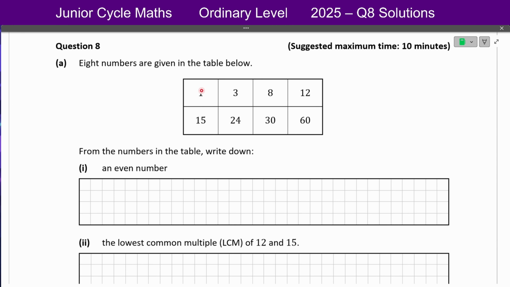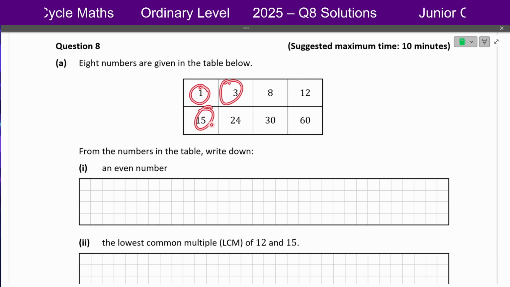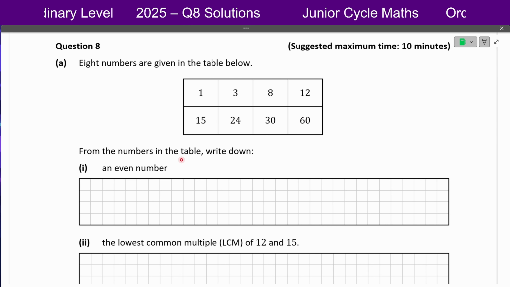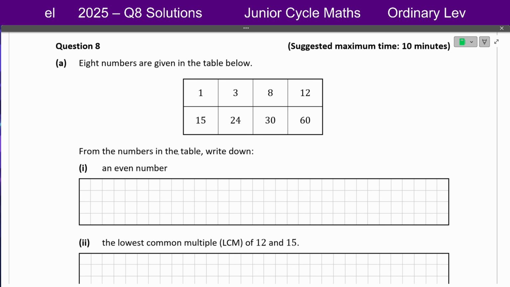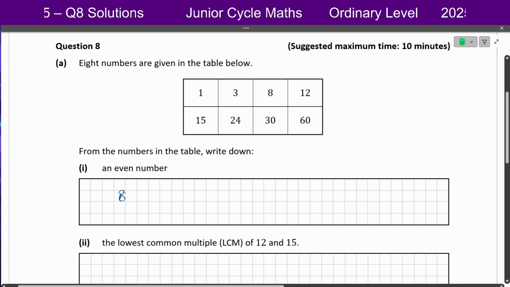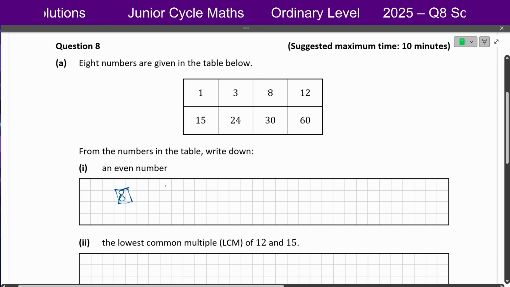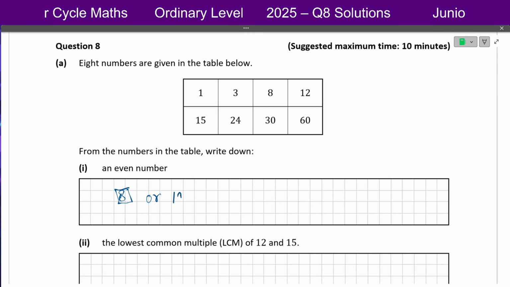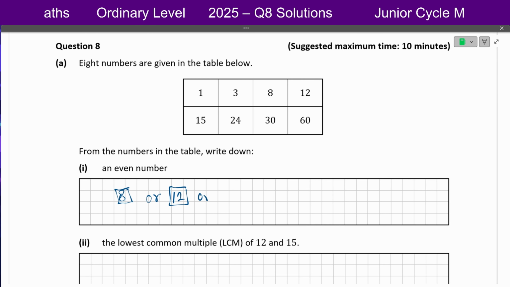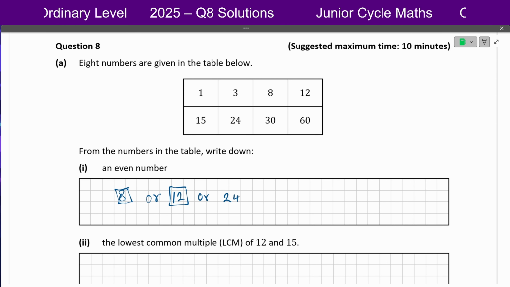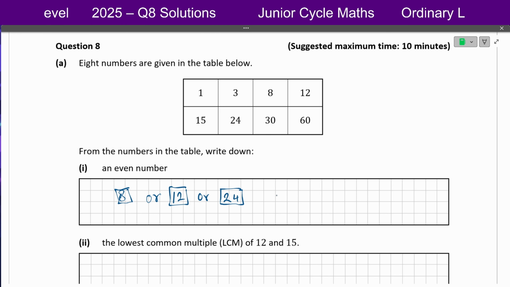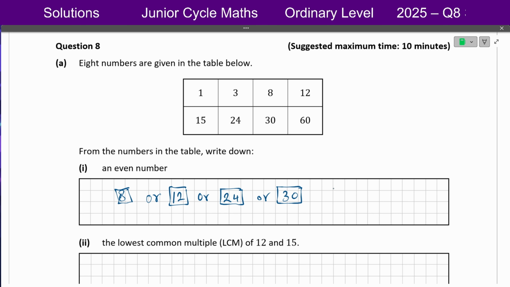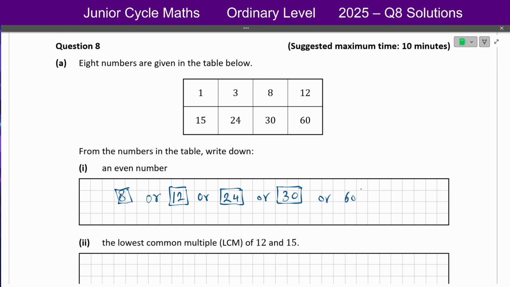As you see here, 1, 3, and 15 are odd numbers. So we can use any other numbers from the table, for example. Very simple, we can say 8, which is an even number. Or we have another, 12, right? Or maybe 24, also an even number. Or 30, which is also an even number. Or 60, right?